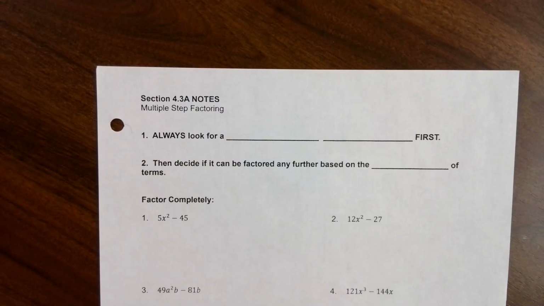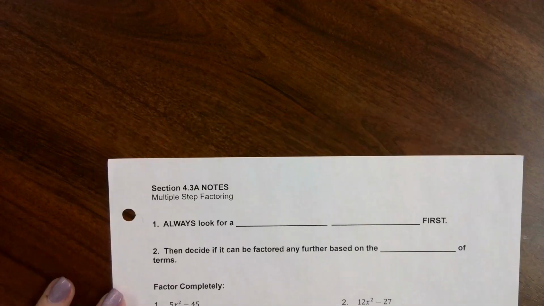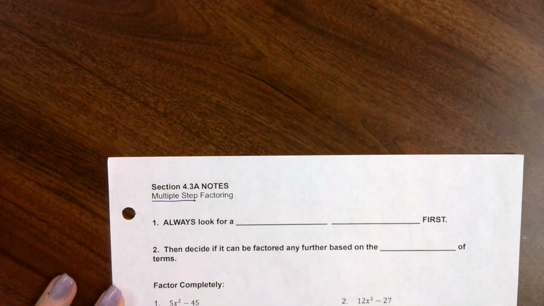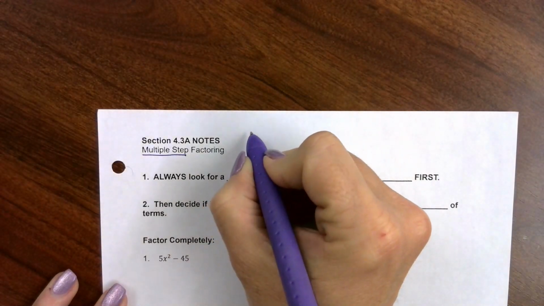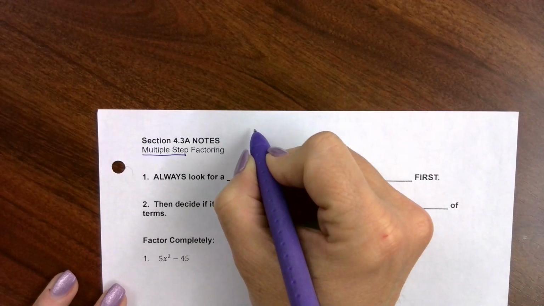All right, y'all, so this is where it starts to get fun. So this is multi-step factoring. And so basically, what this means is we're going to put all of these together. We're going to put everything together. So here's what we've learned.